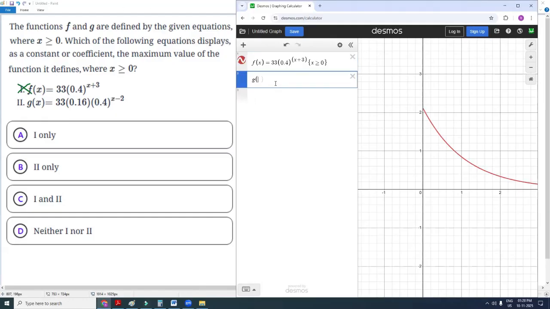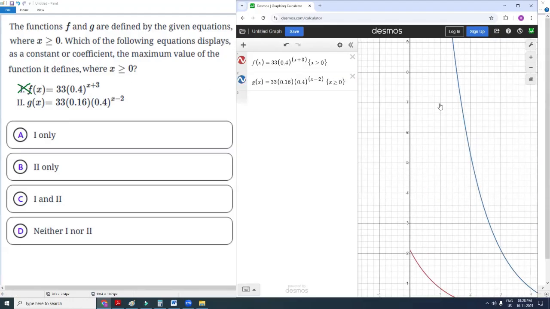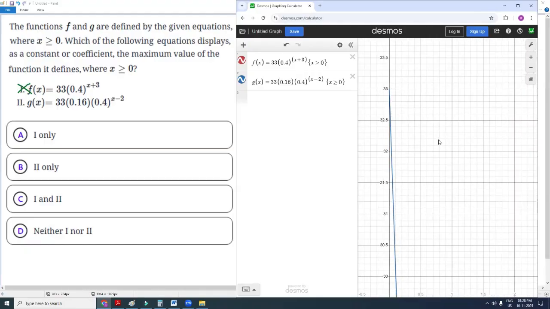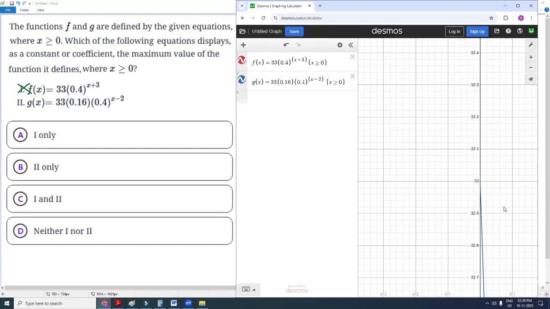That is g of x equals 33 times 0.16 times 0.4, raised to the power of x negative 2. And for this one also we have the same domain, that is x greater than or equal to 0. Okay, now let's look at the graph here. It keeps going up. We need the maximum value for the function g of x. Here we have the maximum point of the function g of x, that is 0, 33.